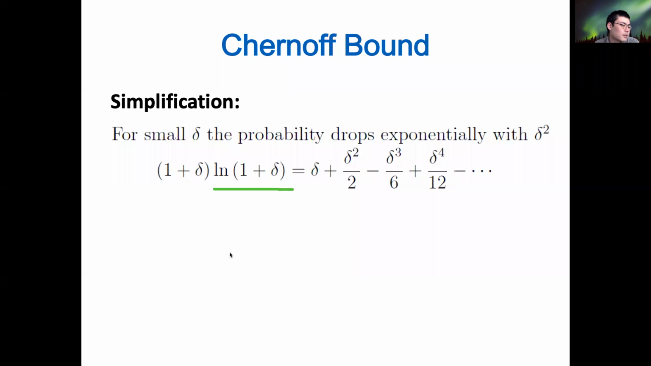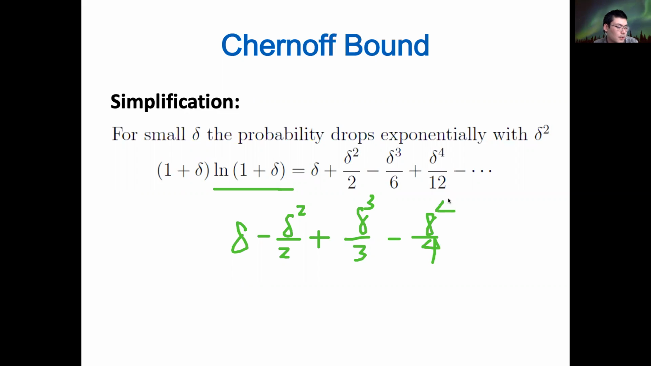Previously we told you that this is equal to delta, minus 2 delta square, plus 3 delta cube, minus 4 delta to the power 4. Because we are considering small delta, if it's 0.1, then the 4th power is already 0.0001. We ignore the rest.